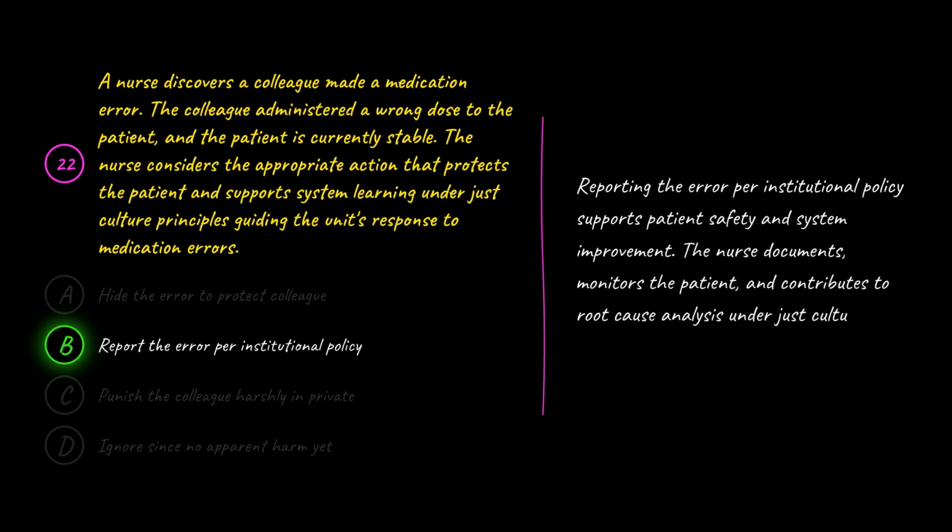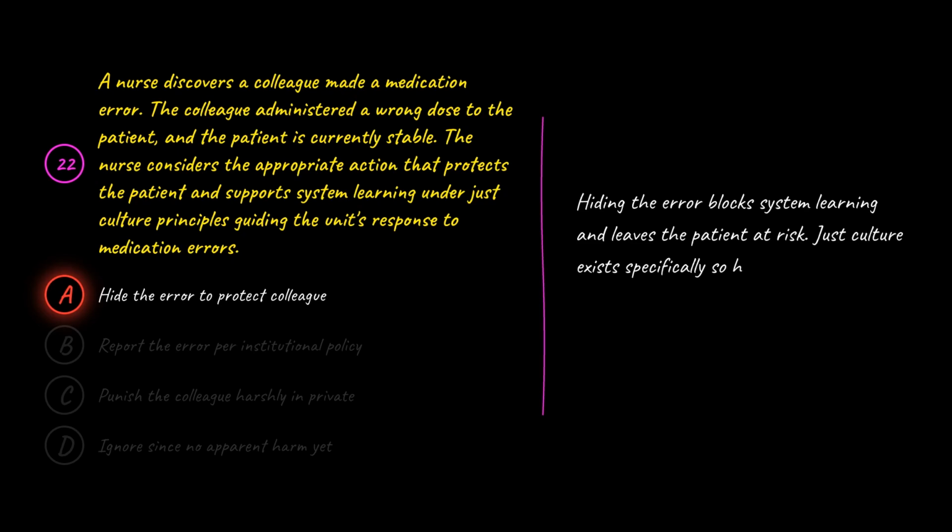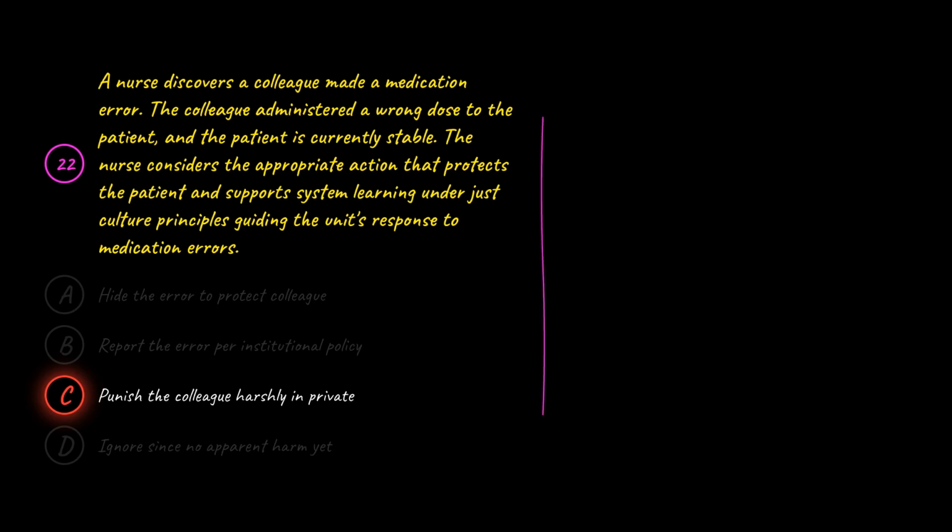reckless behavior. A is wrong because hiding the error blocks system learning and leaves the patient at risk. Just culture exists specifically so honest reporting can lead to better processes, and concealment undermines the entire safety framework around the system. C is wrong because harsh punishment discourages reporting and does not address contributing system factors.